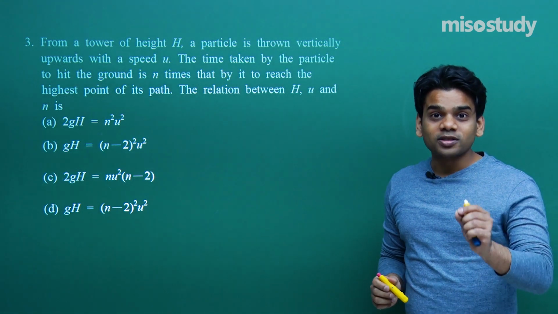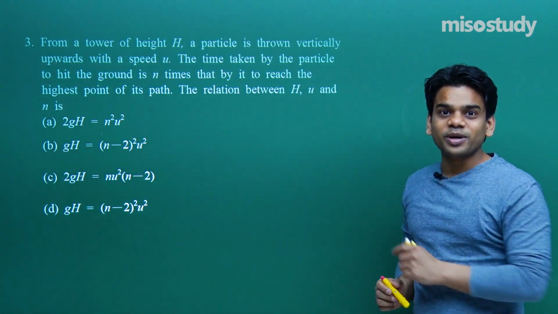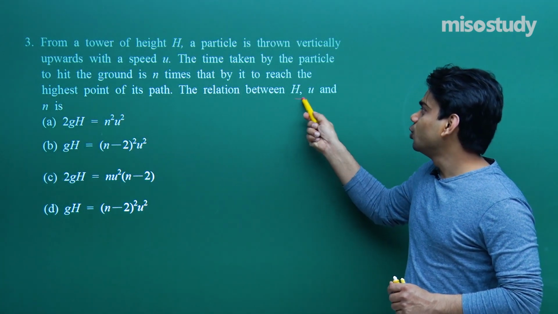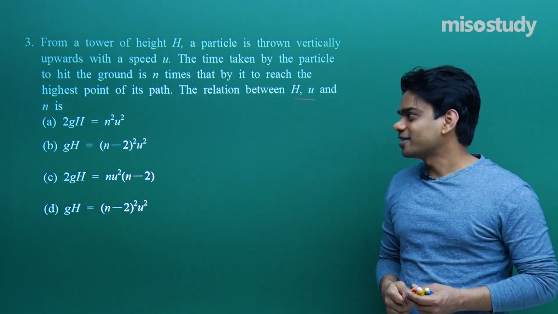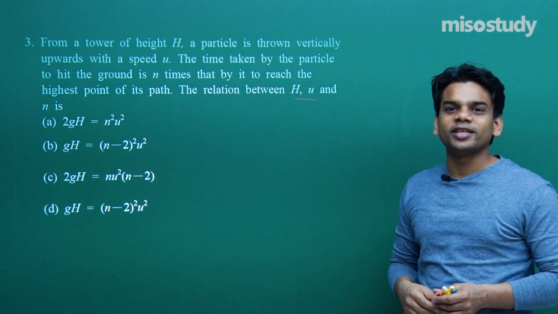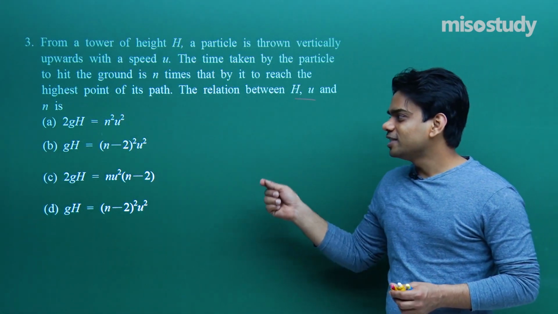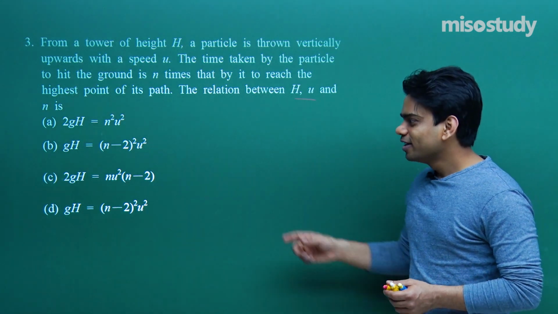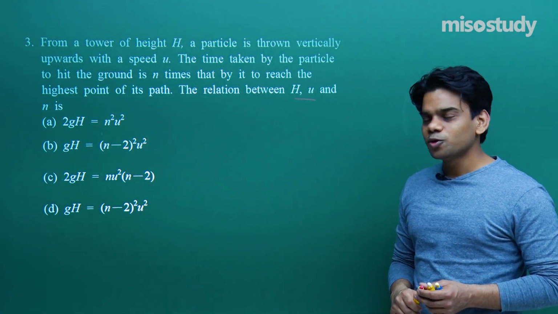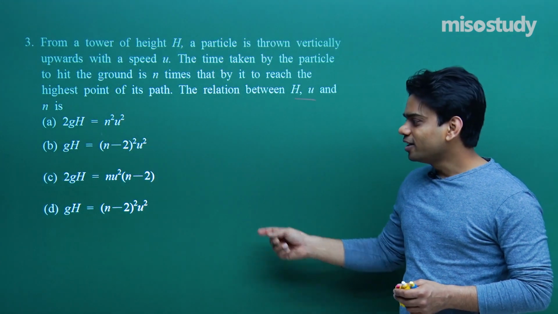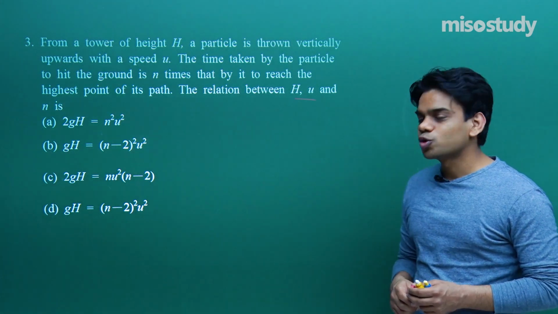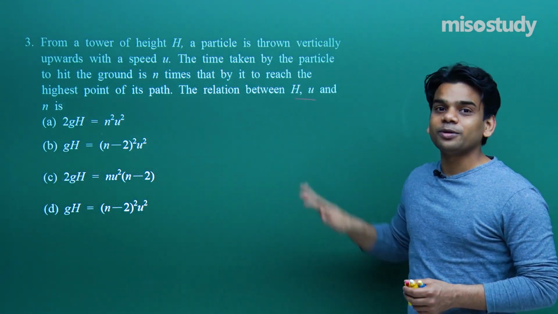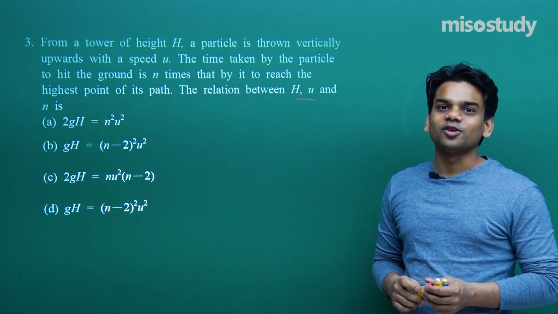What you can do, you can pause the video and read this statement once again on your own. We have to find out the relation between h, u and small n, and that is given as options. A, 2gh is equal to n square u square. B, g into capital H is equal to n minus 2 whole square into u square. C is 2gh equals nu square into n minus 2, and D is gh equals n minus 2 whole square into u square. So we don't know which of these options will fit best as per the given relation in the question.